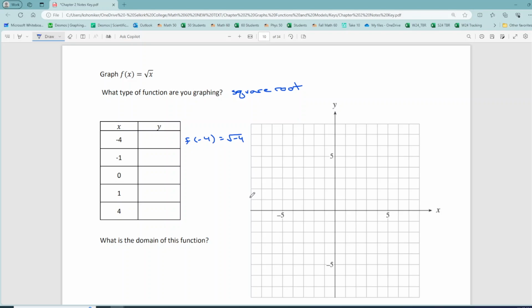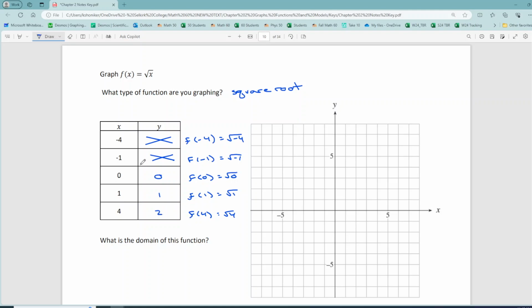Well, if you type it in, your calculator says error because it does not exist, right? It's an imaginary number. Same thing if I go to plug in negative 1. Square root of negative 1 is an imaginary number. I can't graph it. There is no y value for an x value of negative 1. What if I put in 0? Square root of 0 is 0. Oh, there we go. Let's plug in 1. Square root of 1 is 1. If I put in 4, square root of 4 is 2.